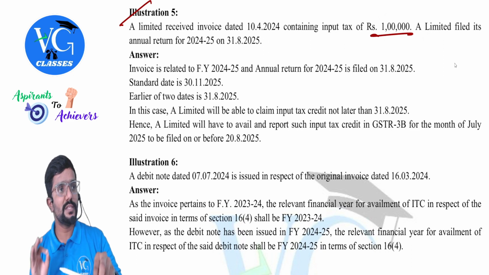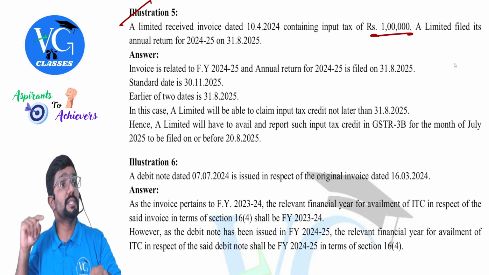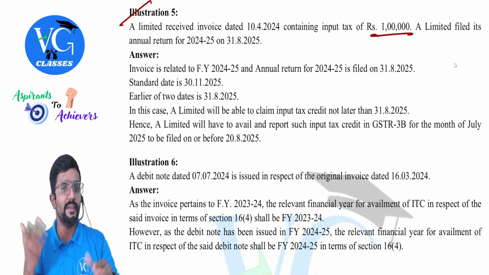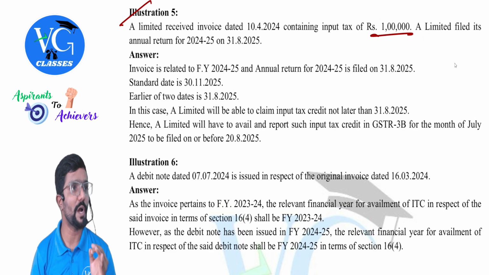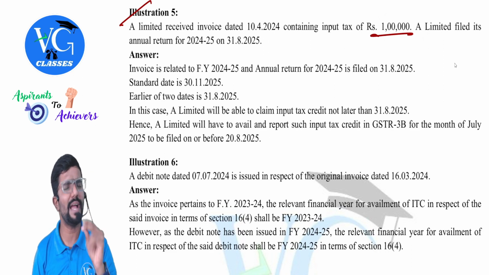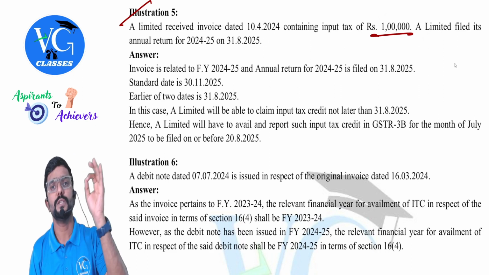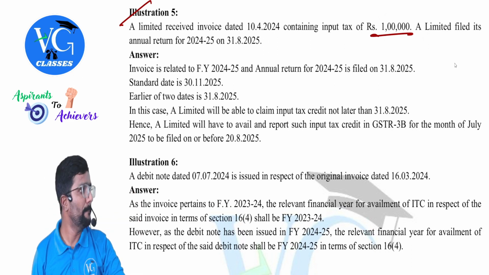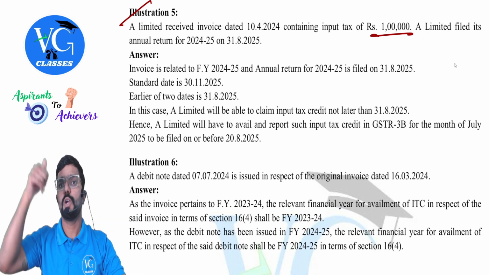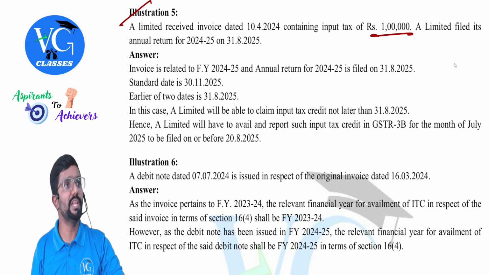For August month, GSTR 3B will be filed when? In September. By then, time would have already expired, guys. So that means they cannot claim in GSTR 3B of August. They have to claim maximum by what time, guys? July month GSTR 3B or before that. Or before that. Yes. Got it? Yes. This was about invoice.